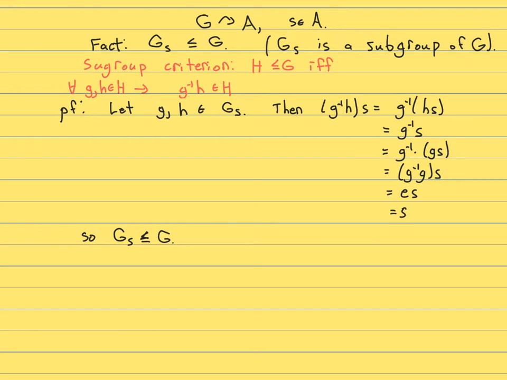One of the subgroup criteria is that H is a subgroup if and only if H is closed under multiplication, H contains the identity of G, and H is closed under inversion, which means for every element little g in H, g inverse is also an element of H. But another version of the subgroup criterion is that you're closed under what I call left division, which means for any pair of elements g and h, g inverse times h is in H.